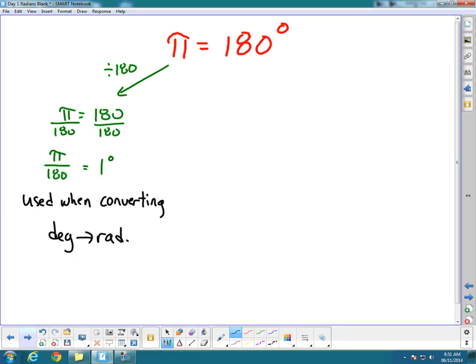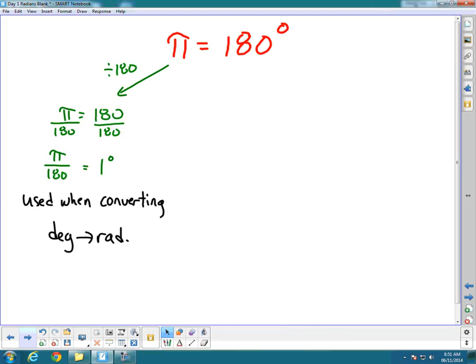If you know that 1 degree is pi over 180, then 2 degrees would be 2 pi over 180, 3 degrees would be 3 pi over 180, 180 degrees would be 180 pi over 180, and 180 over 180 is just 1, so you're left with pi. So that we're going to use when converting from degrees to radians.